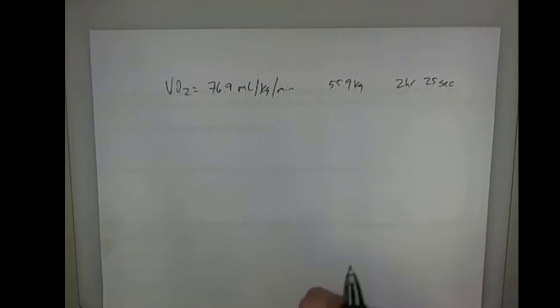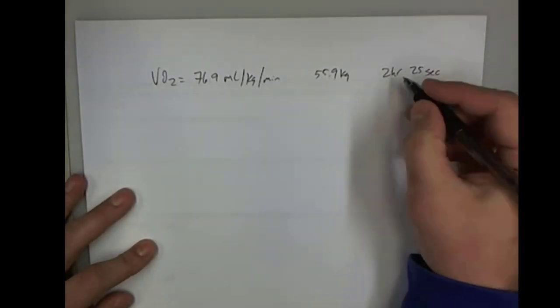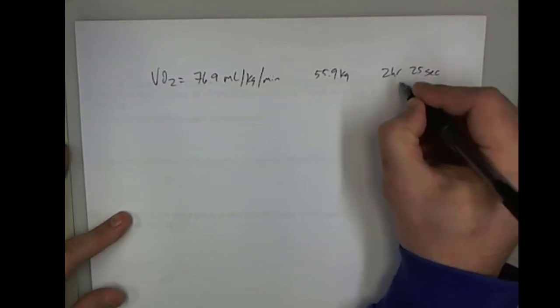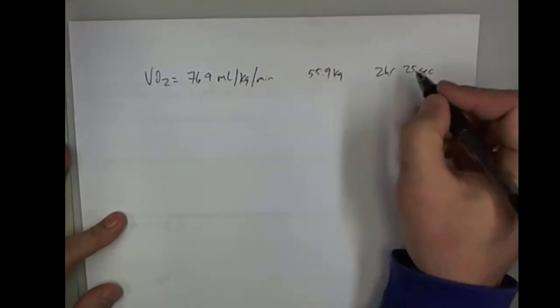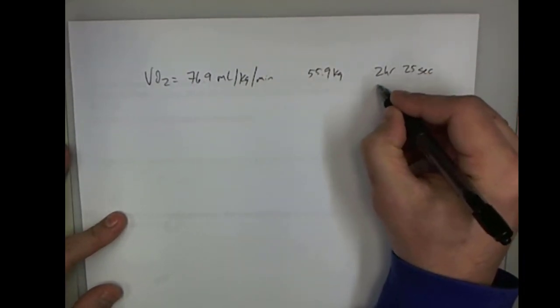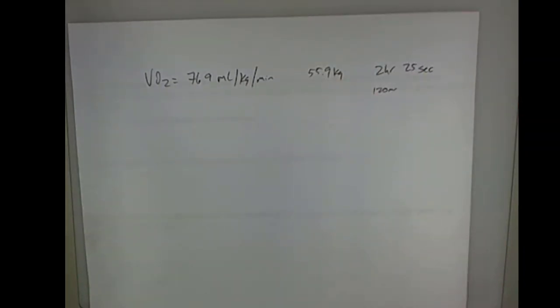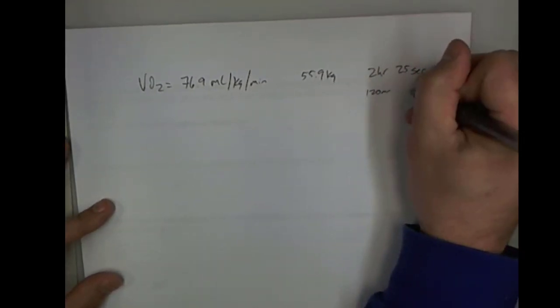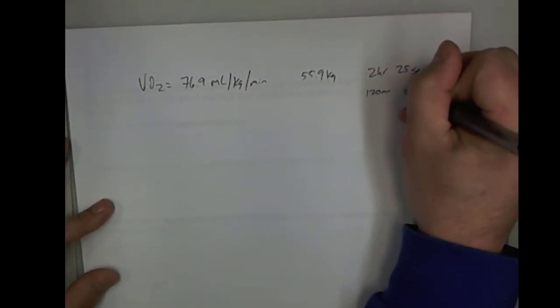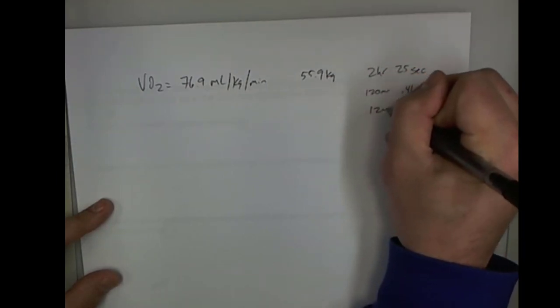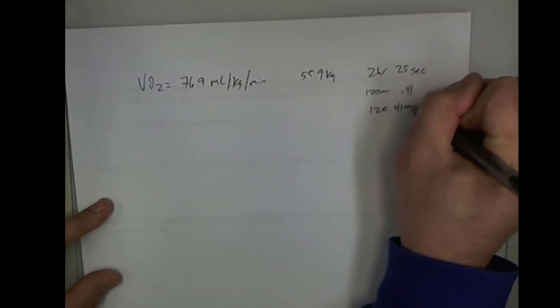So similar to other questions that we've done before, this is solving for total kcal. First, we need to get this into minutes. So 2 hours is, of course, 120 minutes. 25 seconds is 25 divided by 60, which is 0.41 minutes. So 120.41 minutes for the entire race.